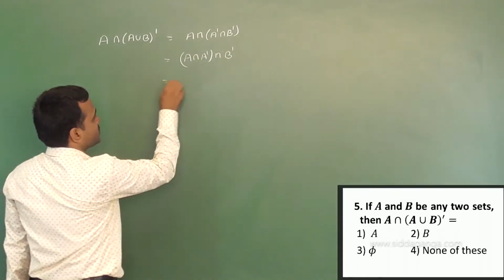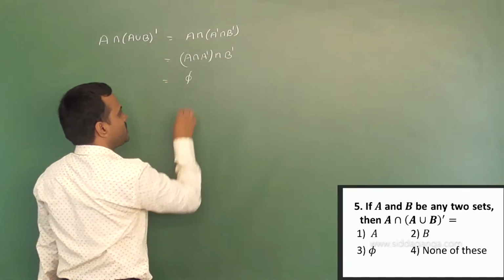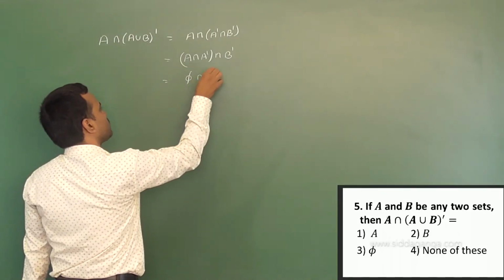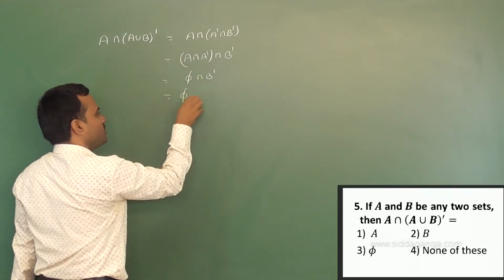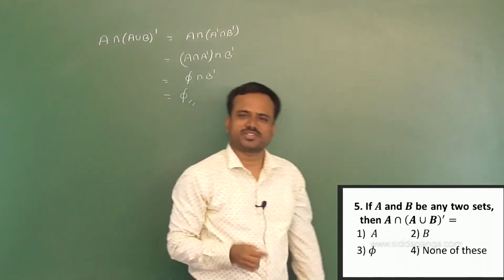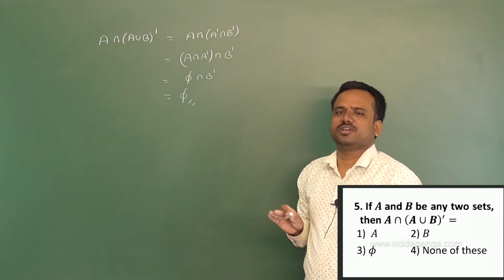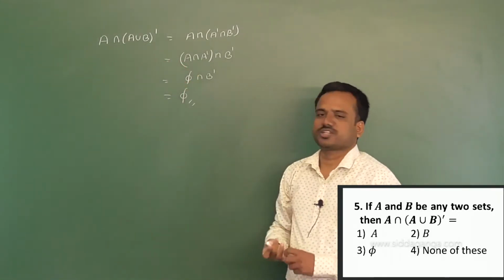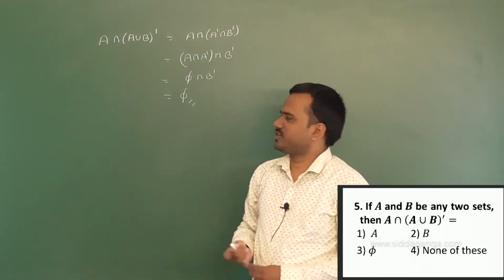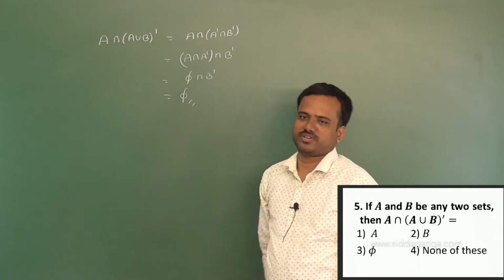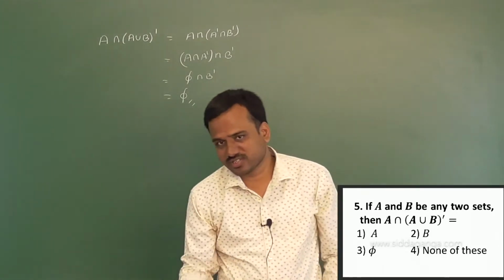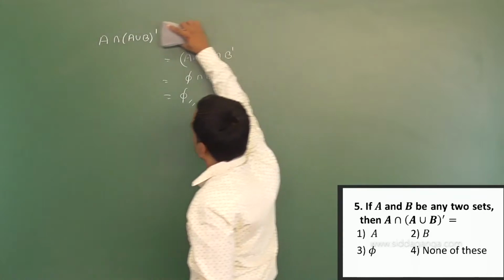A intersection A dash is what? You know the result: empty set, intersection B dash. That is nothing but the empty set. Very simple question. I can solve it in a simple way: empty set. So A intersection (A union B) whole dash is equal to the empty set. For this question the option is 3. Next question.